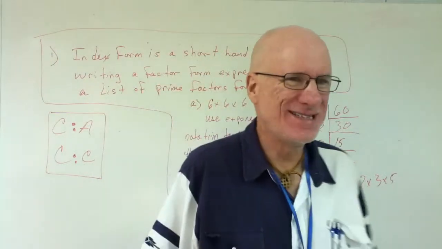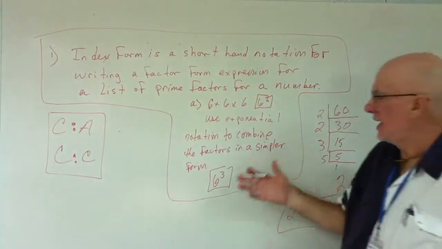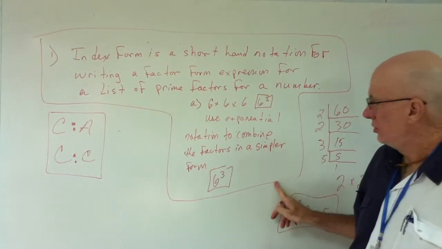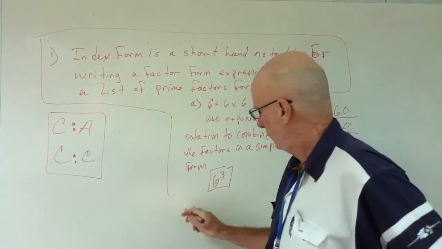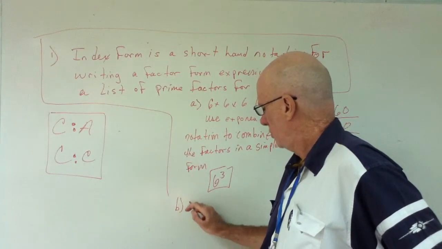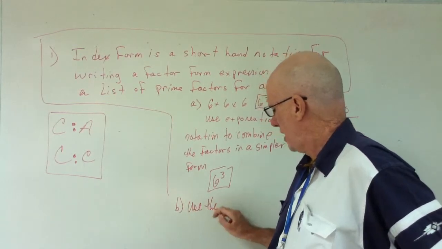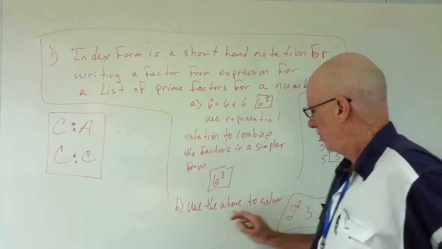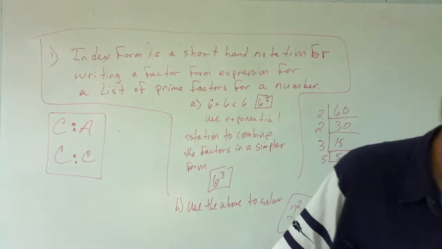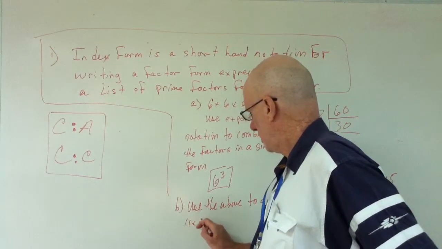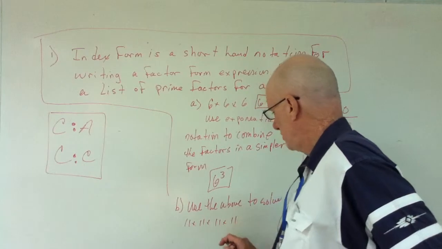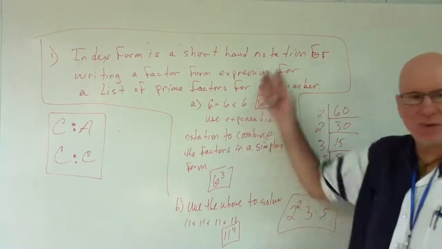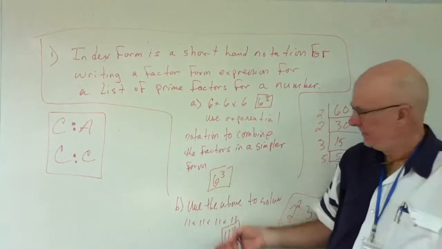You see that? Isn't that easy? Yeah. Now, when you're doing the next one, you could say B, use the above to solve, what is it? 11 times 11 times 11 times 11. 11 to the 4th. You don't have to explain this again. You explained it, right? Easy.